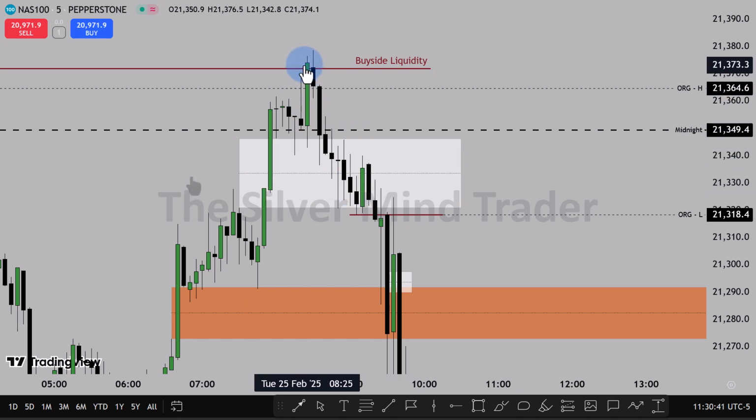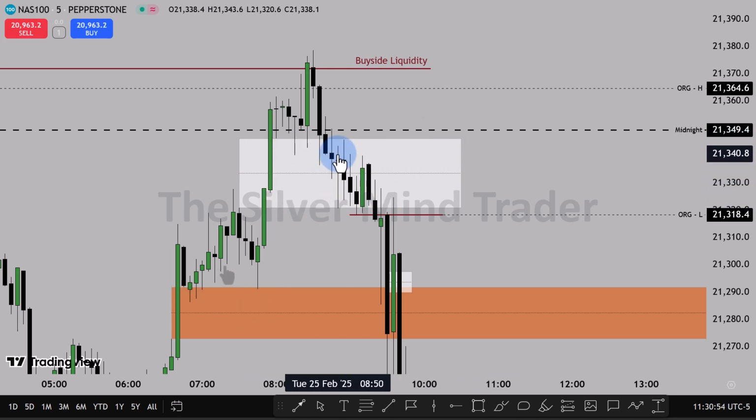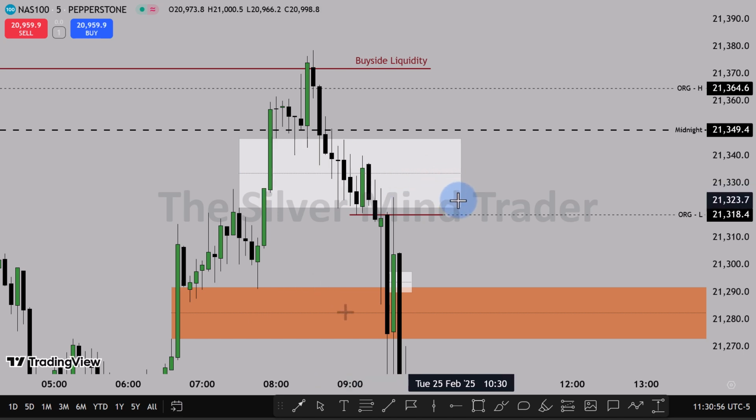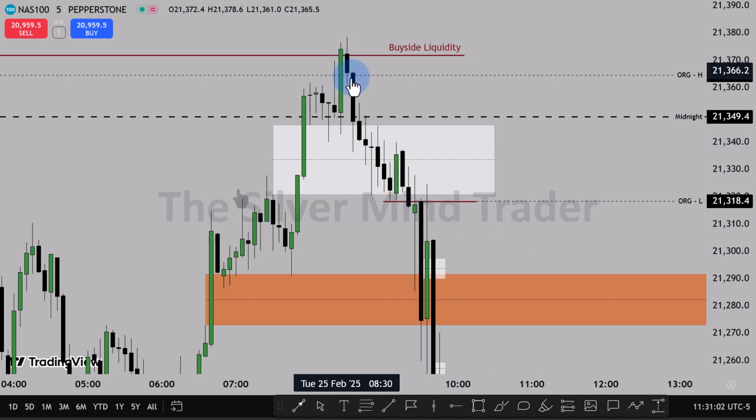This was the run above buy side liquidity. Then this white shaded area, remember this white shaded area, this is that 15 minute bullish fair value gap that is now acting as an inversion fair value gap. And now you can see that it's even much clearer. We have a down close candle all the way through to this candle.